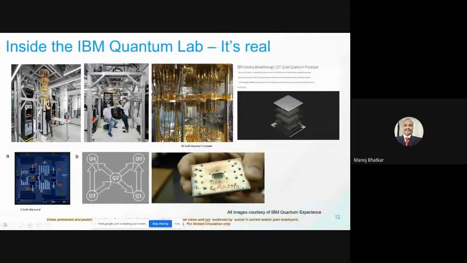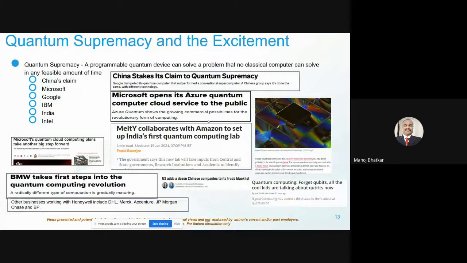Look at where we started: a 5-qubit chip. This is the architecture. This is how it was burned onto the PCB, or circuit board, and this is the room. This is a super cool, absolute zero room, zero Kelvin, which is minus 273 degrees.